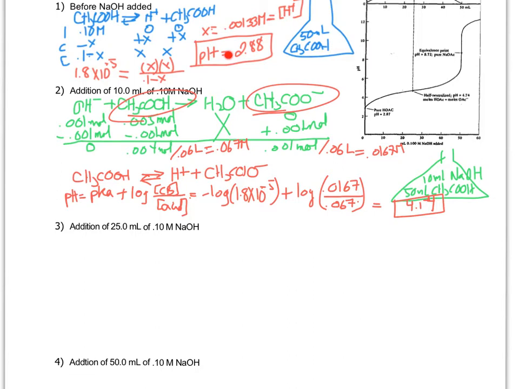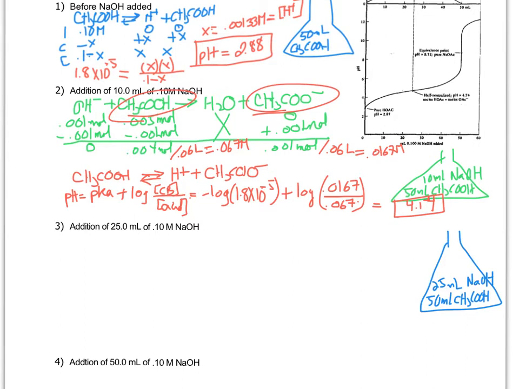So I start with just my acid at a pH of 2.88. I've added 10 milliliters of the NaOH, and now I'm at 4.14. All right, now let's look at if you had 25 milliliters of the NaOH. So right now I have my 50 mL of my original acid, the acetic acid, and I've added 25 milliliters of the NaOH in my titration so far.